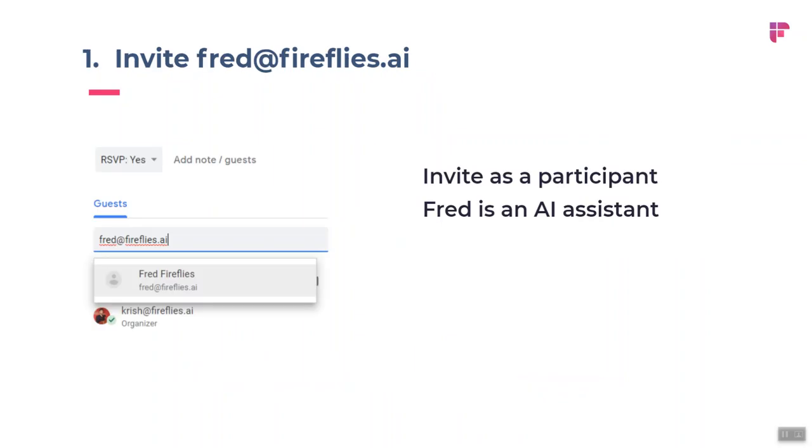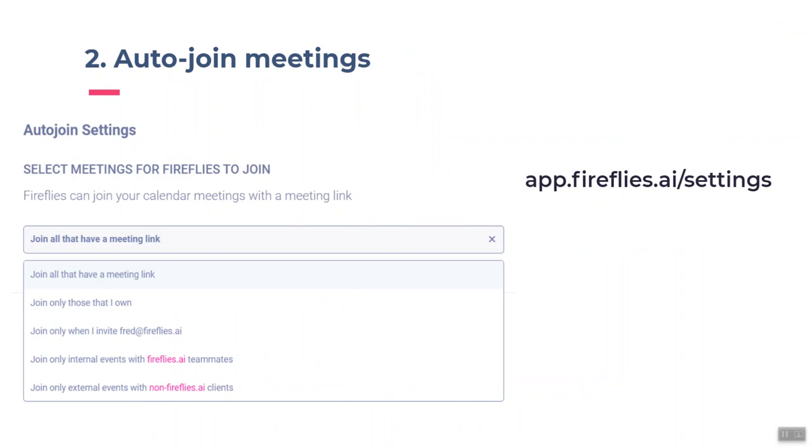So recapping, you can invite Fred at fireflies.ai just like you would invite one of your teammates to a meeting on Google Calendar or Outlook Calendar. You can have Fireflies auto-join your meetings by going to app.fireflies.ai and adjusting your settings. There are multiple options you can choose. You can choose when it joins your meetings. For example, if I wanted to have it join all my meetings that have a web conferencing option, I just say join all that have a meeting link, and Fireflies will automatically join those meetings.